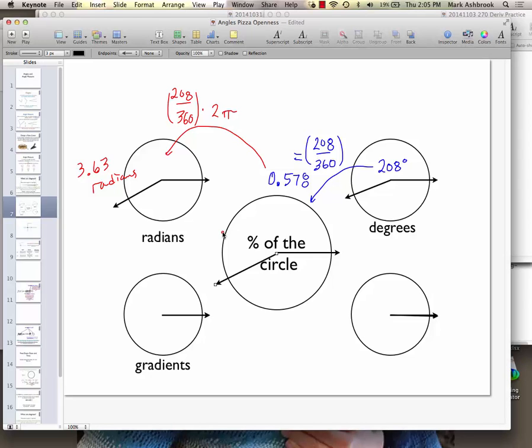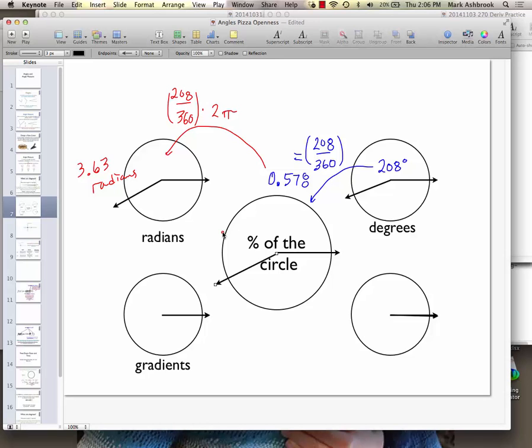Don't memorize the formula. This is much better because you have a lot more flexibility to do anything with this. Always find percent of the circle first, and then take that percent of whatever a full rotation of the unit you want is. Take that fraction of that.